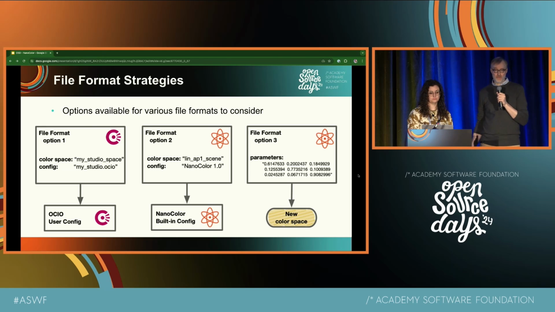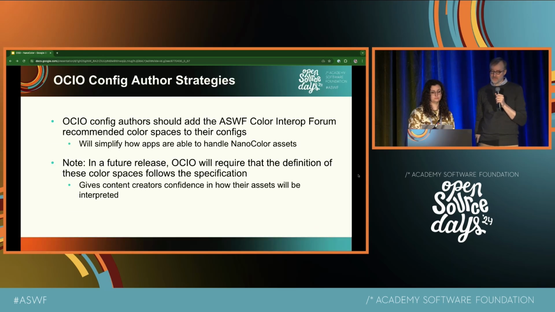And then there's a third case, and OpenEXR would be an example of a file format that takes this third approach. It's storing parameters which would then be fed into the OCIO API to generate a new color space. So we anticipate that various file formats will make different trade-offs and different decisions on how they want to work.